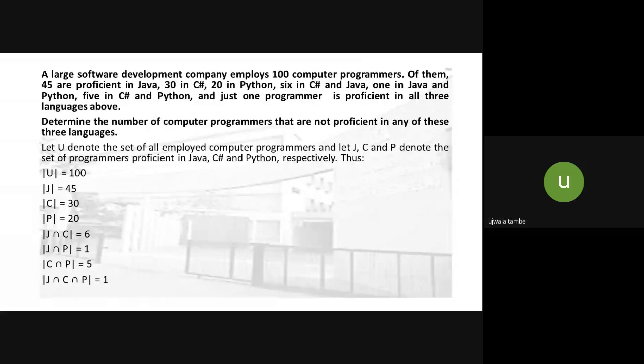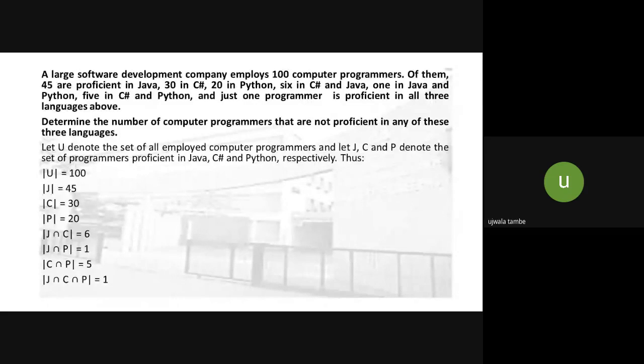Of them, 45 are proficient in Java, 30 in C hash and 20 in Python. So there are three sets mainly: Java represented by the letter J, C hash represented by C, and Python represented by P. Okay, so 45 are Java, so J is equal to 45, C is equal to 30, and P is equal to 20.